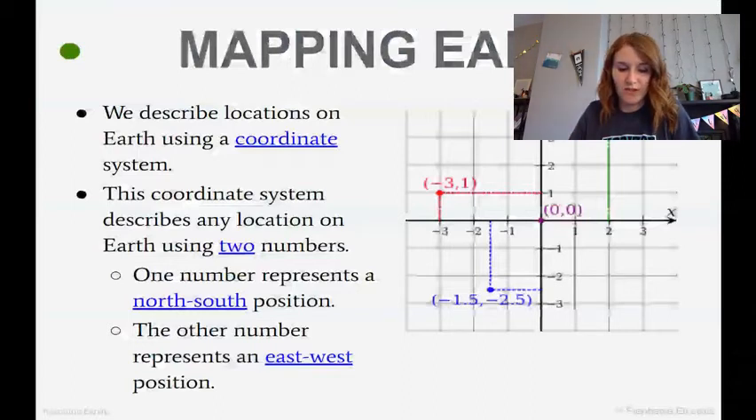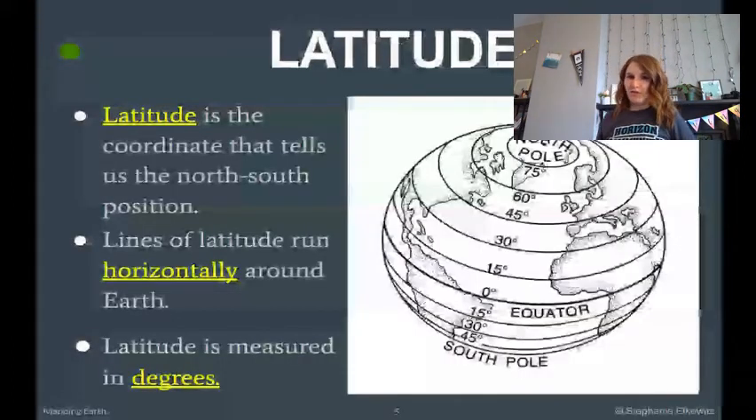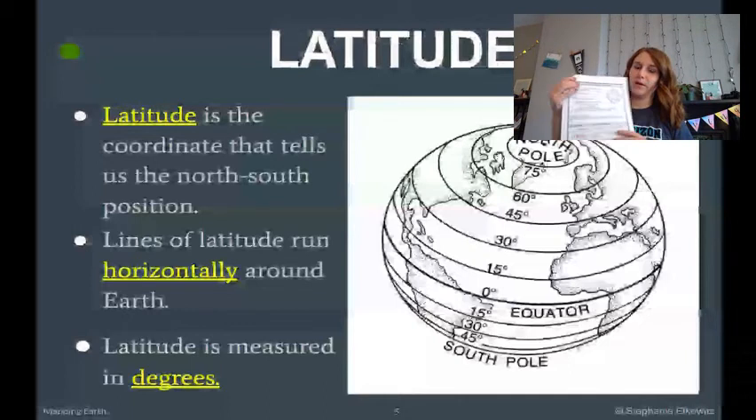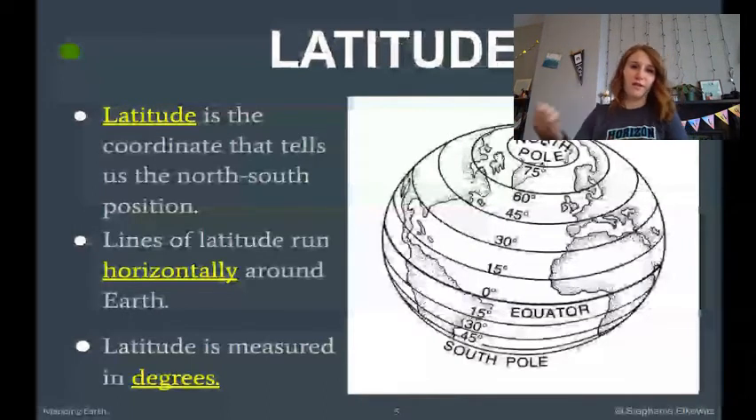Next, we describe locations on Earth using a coordinate system. When we need to find exact locations of cities or places, we will use the coordinate system, much like you've probably seen in math. This coordinate system describes any location on Earth using two numbers. One number will represent a north-south position on Earth, and the other number represents an east-west position. All right, so you should have your notes filled in for the first page. So now I'm flipping over to page 2, where we are going to start talking about latitude, lines of latitude.